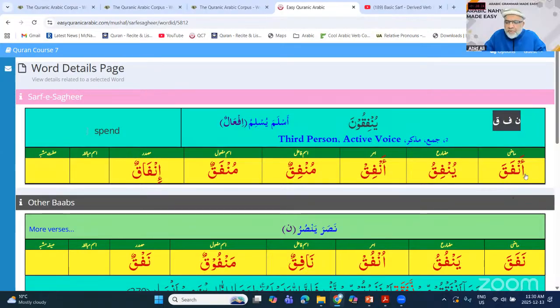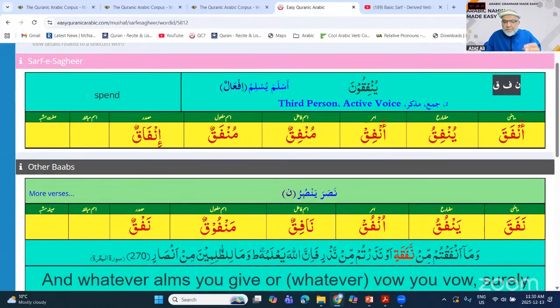Okay. If you say anfaqa, you say I spent. Yunfiku, I spend, in the present or future. Anfik, fi'l al-amr: spend. Yes. If you have the same thing from Bab Nasara, then it will become nafaqa. This alif will be missing. Agree? Yes. Okay. And yanfuku, not yunfiku, because there is a difference between the patterns, right?